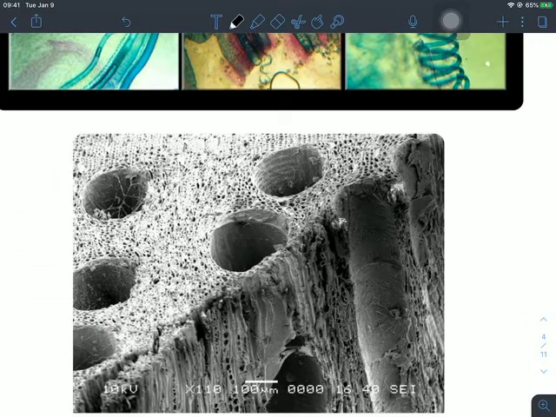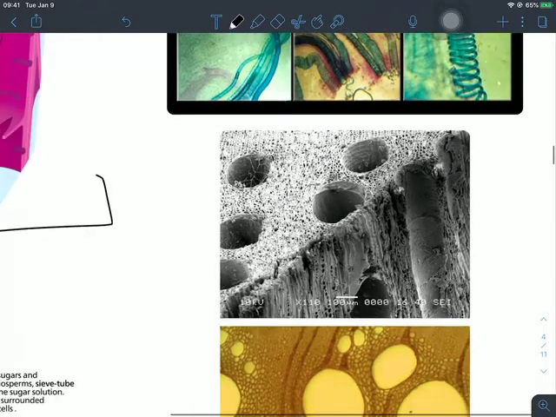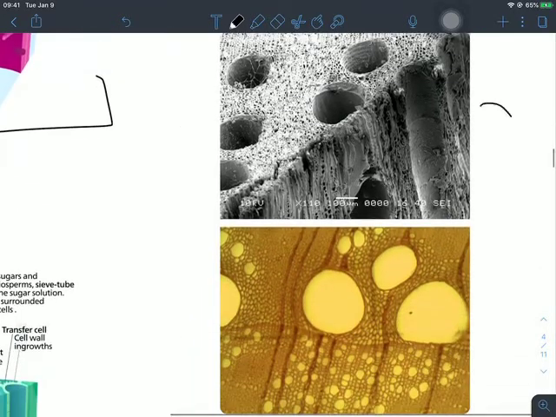Vessel elements are absolutely ginormous compared to some of the other tissues in the area. So here we have, again, scanning electron micrographs, or that fancy electron microscope that allows us to see the surface structure of things. So you see the difference in size. So this is with the scanning electron micrograph, and this is the same image under a light microscope.